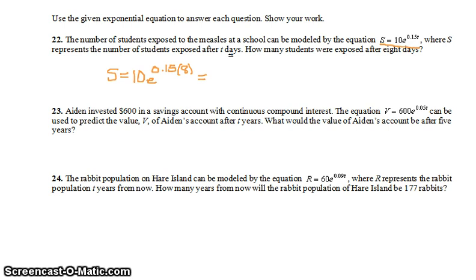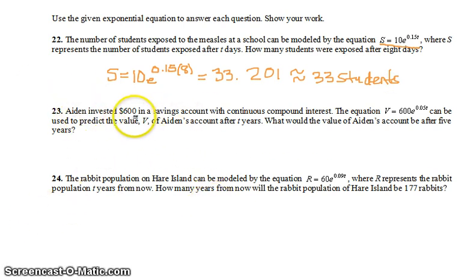So 10, e is again a number, so you just use that on your calculator, to the 0.15 times 8. And it turns out that if I round to the nearest whole person, it gave me 33.201, but basically after 8 days, 33 students would have the measles. So we're just using the equation. So 23 is the same thing.